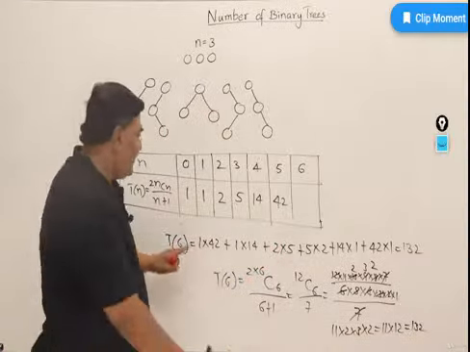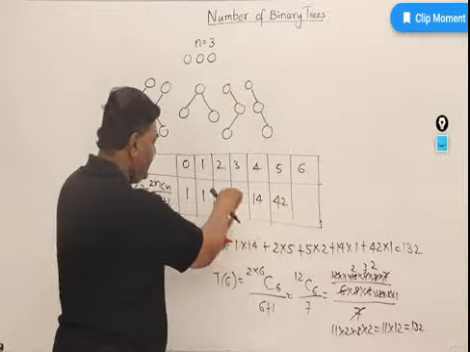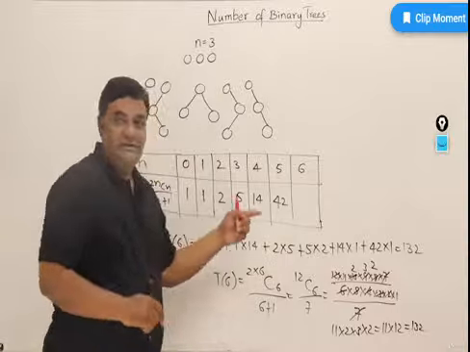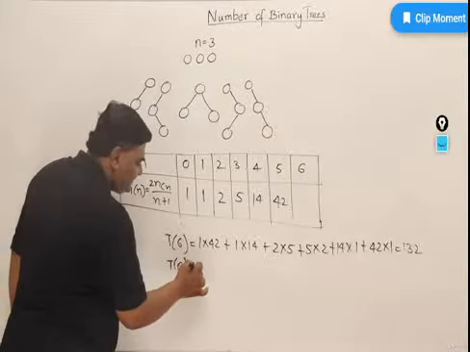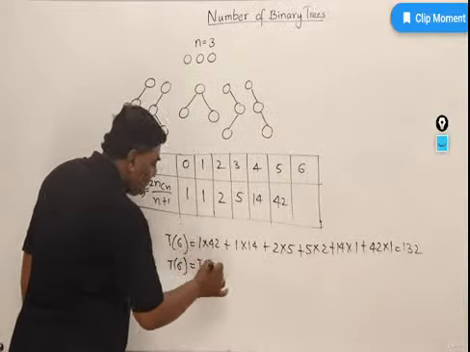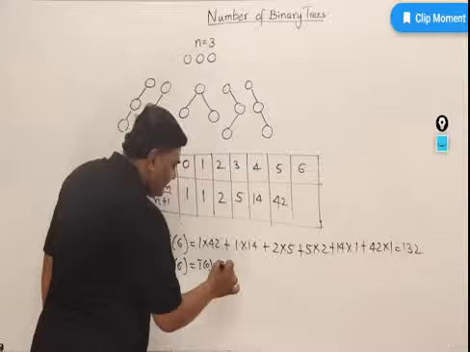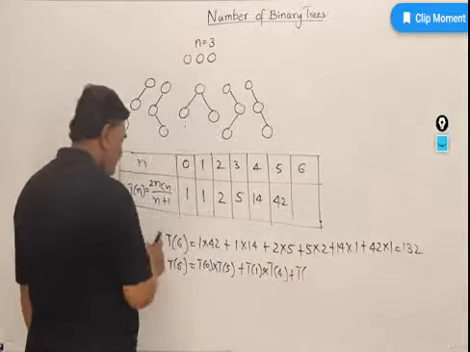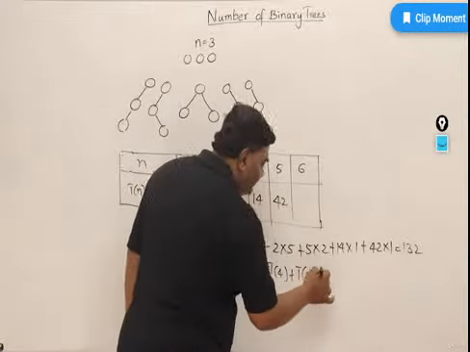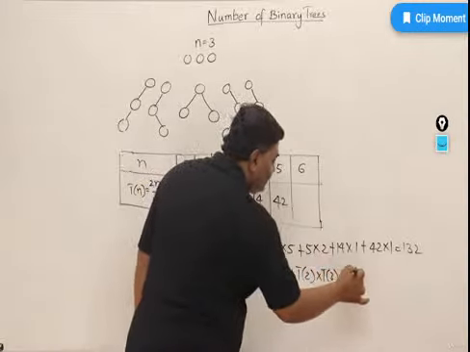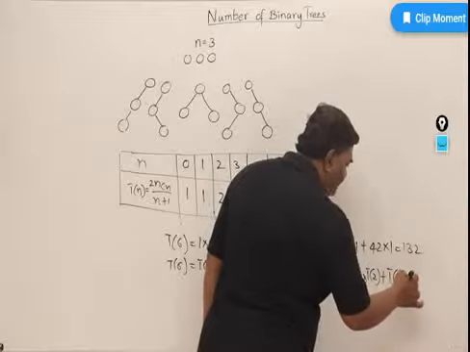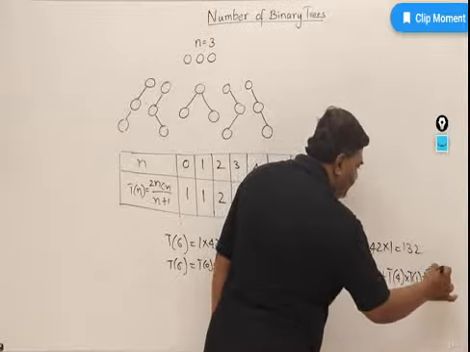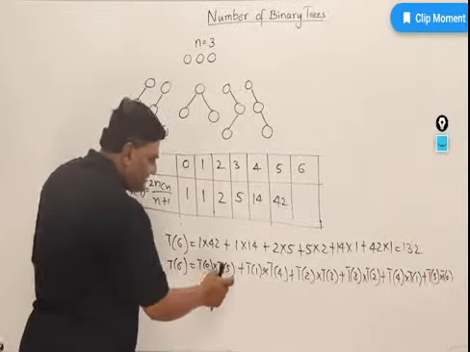So how did I get this one? I multiplied this one with this one, and this one with this one, then this 2, then this 2, then this 2, then this 2. So let us prepare a formula for that one. So this is T6. So this is T0 into T5, T1 into T4, T2 into T3, then T3 into T2, then T4 into T1, then T5 into T0. So the T values we are multiplying, right? These are the terms, and each term is a product of two values.